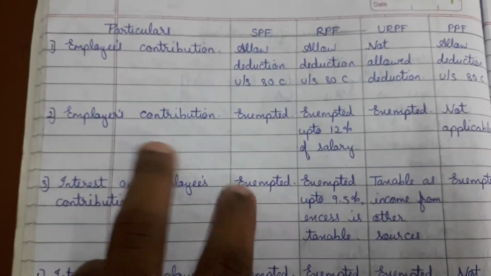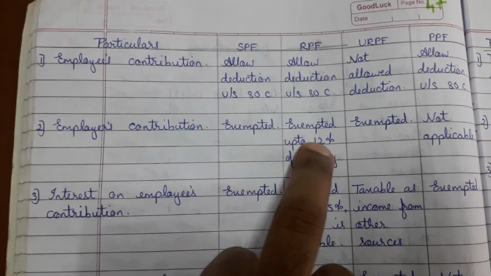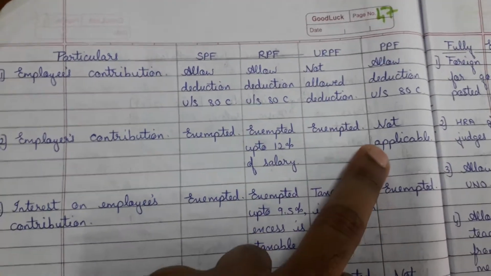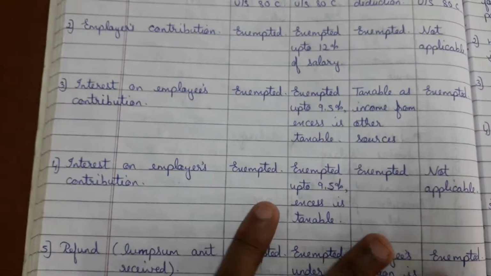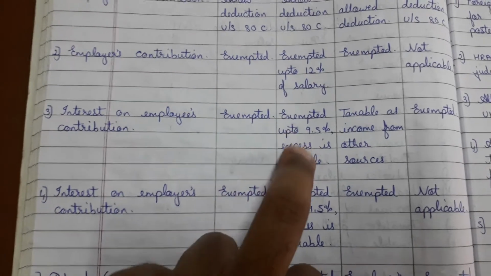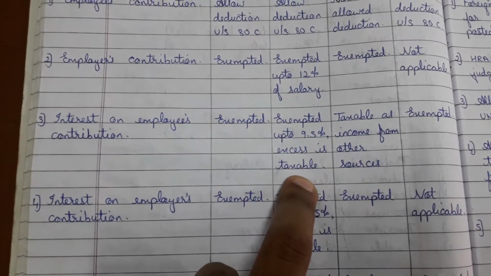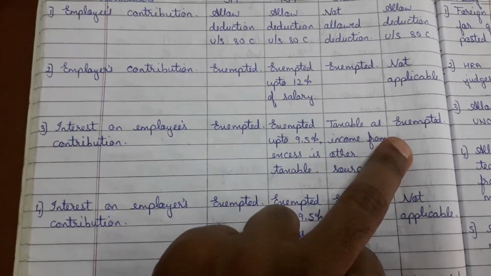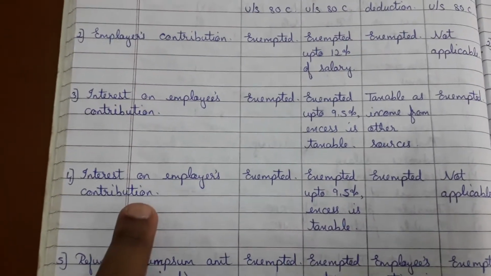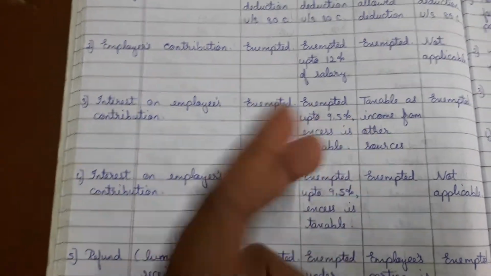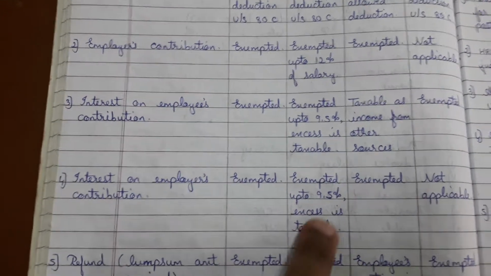Employer's contribution is exempted. We have to exempt up to 12% of salary. Okay, the next one is interest on employee's contribution. Over here it is exempted up to 9.5%. The excess is taxable as income from other sources. The next one is interest on employer's contribution, exempted up to 9.5%. Above that we have to take it; the excess is taxable.